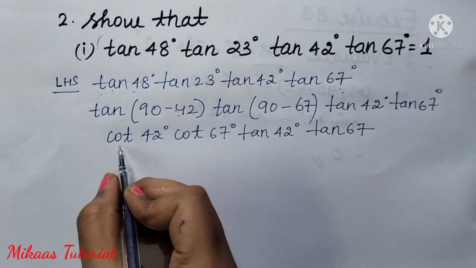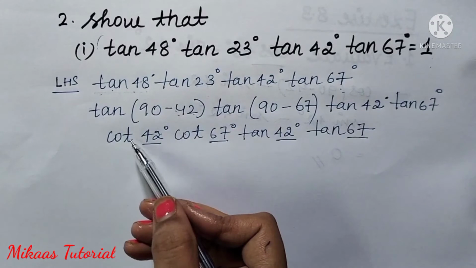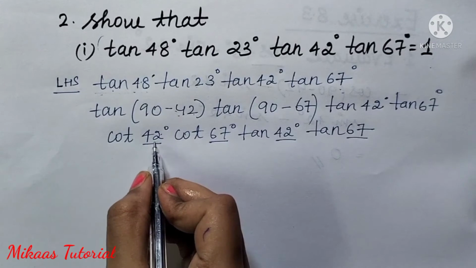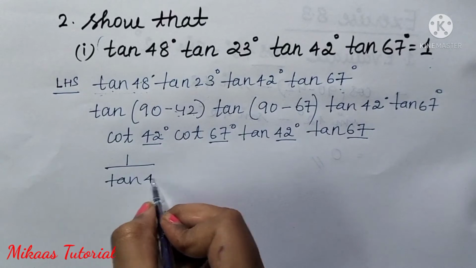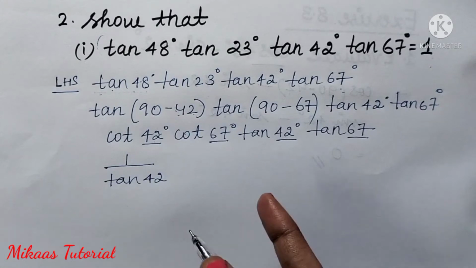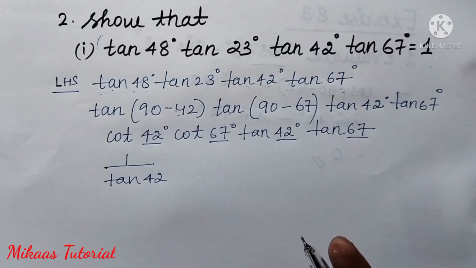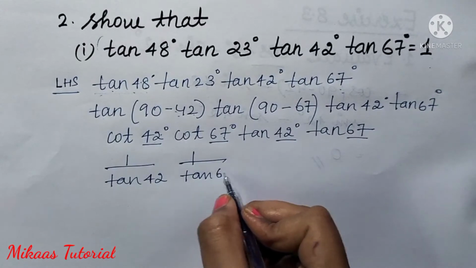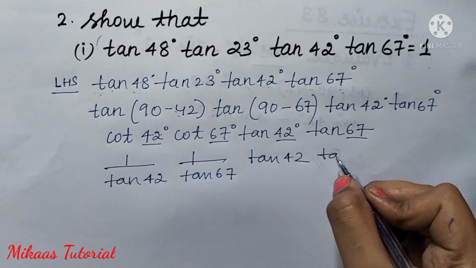Now, we have the same values. Yes, we have the same values. But it isn't cot, it isn't tan. So, we have one method for that. Cot 42, we can write it as 1 by tan 42. Yes or no? I said no. Cot is the reciprocal of tan. Same way sin is the reciprocal of cosec. Cos is the reciprocal of secant. So, cot 67 we can write as 1 by tan 67. Now, write all the others, tan 42 and tan 67.